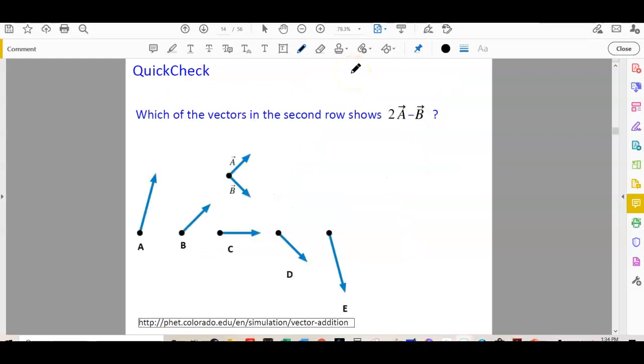Now what I want you to do is do a leap in logic and see if you could try this by yourself. I want you to do a vector addition of two A vectors and then a negative B vector. You're given a positive A vector pointing up and to the right, and a positive B vector pointing down and to the right. I want you to perform this operation and give me the resultant vector of 2A minus B.